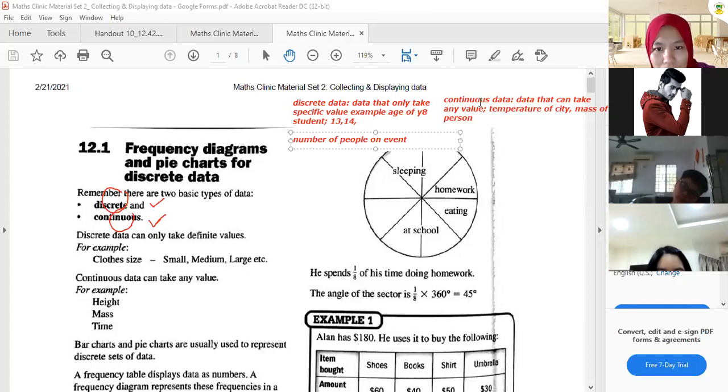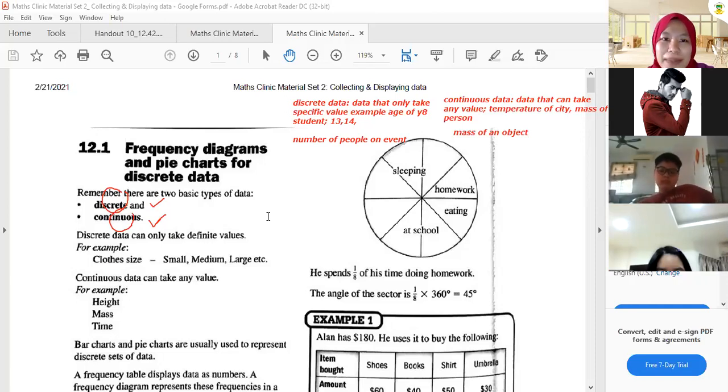Your friend is typing grams of an object. Correct. Mass of an object in gram can be any value. Okay, so guys, these are the examples. If you want to see the different examples from your textbook and from your worksheet, these are the examples.